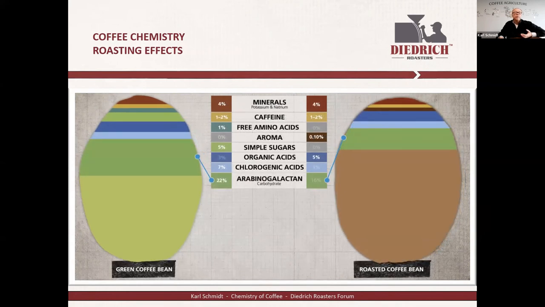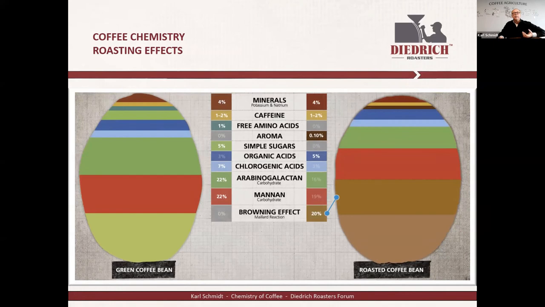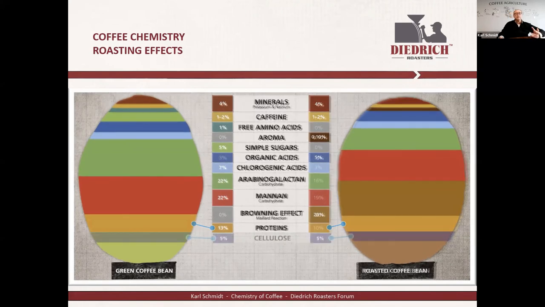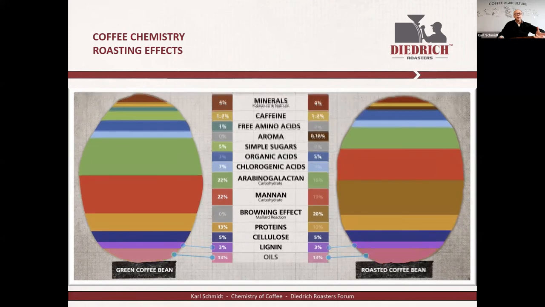Arabinogalactan, which came out of the carbohydrates we used and converted. Mannan, another one out of the carbohydrates, and then the browning effect. And we all know the Maillard reaction. We all know where it came from, the proteins, and last but not least, the cellulose, lignin, and oils. And we haven't done a whole lot to that. But this is what we converted during the roasting process.